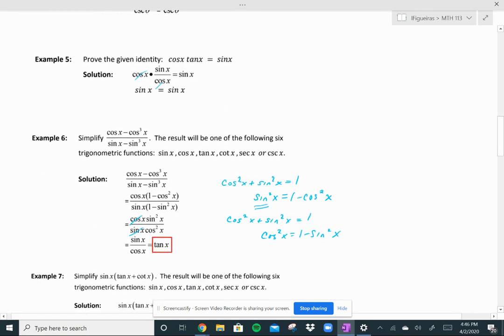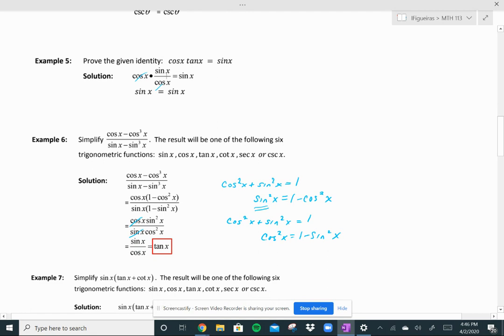All right, this next one is a little bit more complex. Directions are different as well. We want to simplify cosine of x minus cosine cubed of x over sine of x minus sine cubed of x. And the result will be one of the 6 trigonometric functions.